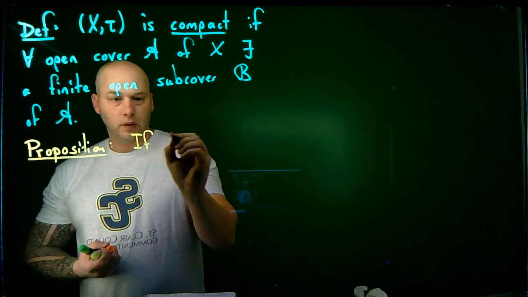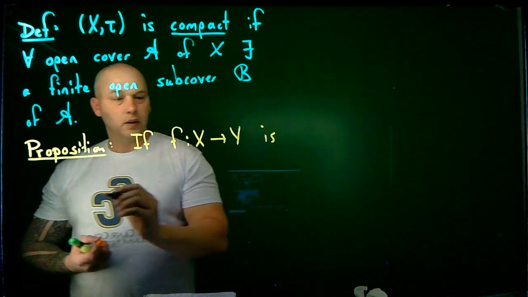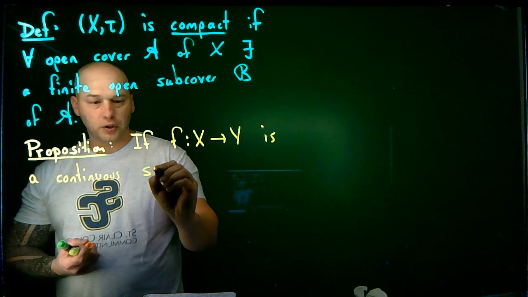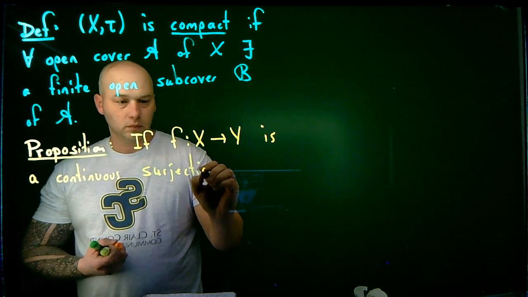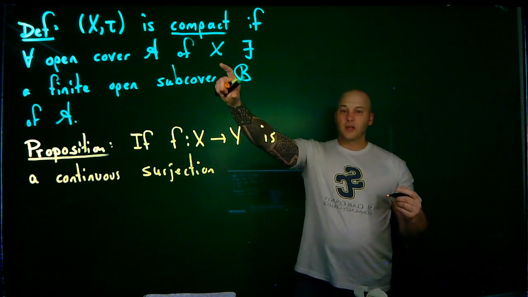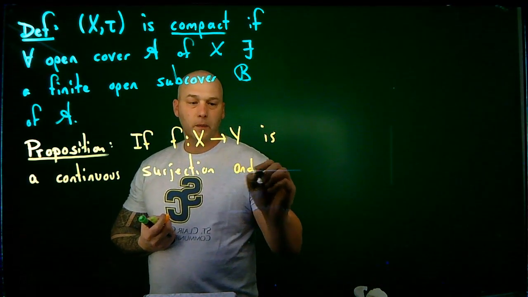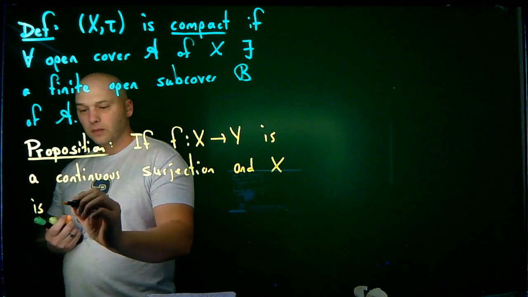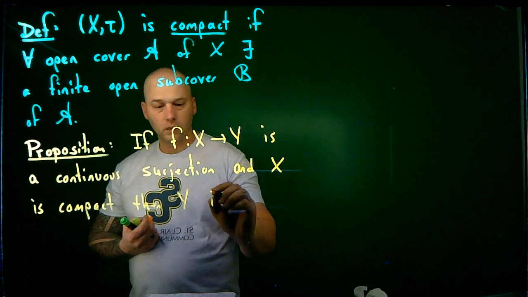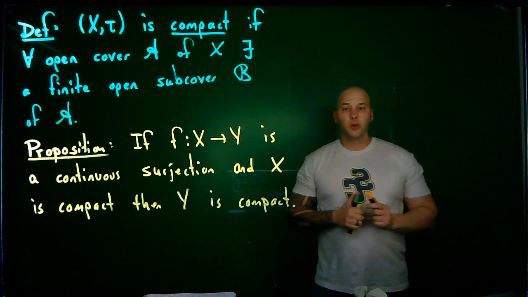If F, which is a mapping from X to Y, is a continuous surjection. Again, that means it's a continuous function, and the image of the domain space is the entire target space. So it is a continuous surjection, and X is compact, then Y is compact. Okay? Let's prove it.